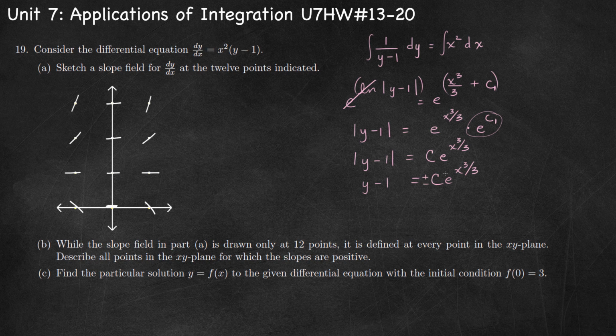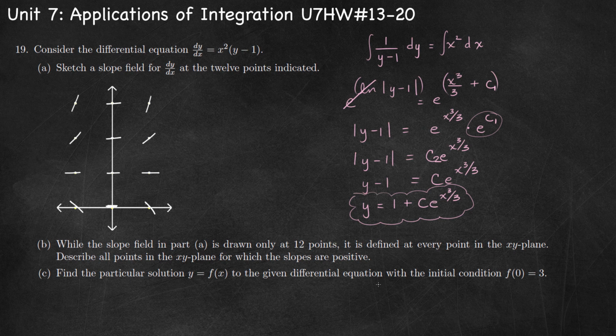And plus or minus c is still just a constant term, so I want to call my constant term c. If you don't like that, you can call it something else. You can keep changing the letters each time, or just leave it in that raw form. That's fine also. But since now I'm calling my new constant c, I want to call my old constant something else. So I'm just going to call it c sub 2. Now I add 1 to both sides. So I get y equals 1 plus c e to the x cubed over 3. This is my general solution.